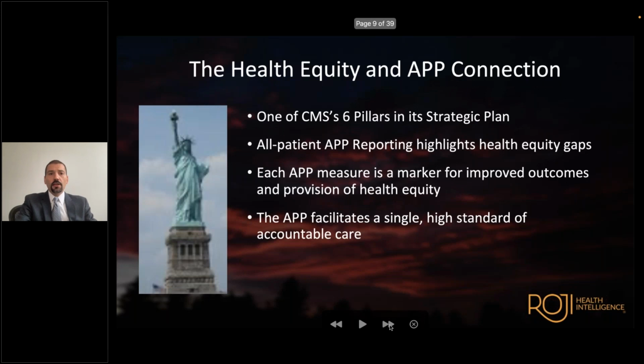A little more on the health equity and the APP connection. Health equity is one of CMS's 6 pillars in its overall strategic plan. And so APP reporting highlights health equity gaps. Each of those 3 measures that is reported, and then the 3 that are calculated outside of the active reporting, those are all markers for improved outcomes, and they all provision for health equity. And so the APP facilitates a single high standard of accountable care for all patients, rather than having one set of patients get the top-notch care. This is really looking now at everybody.